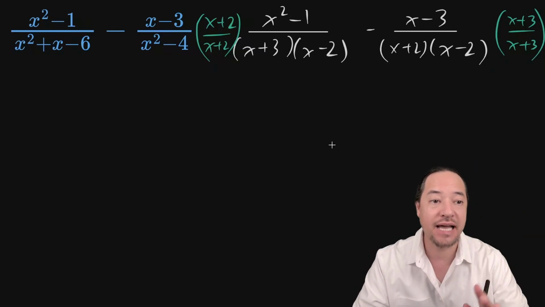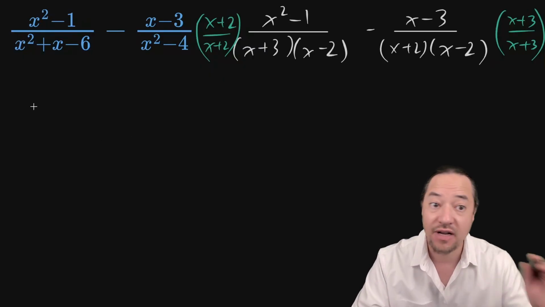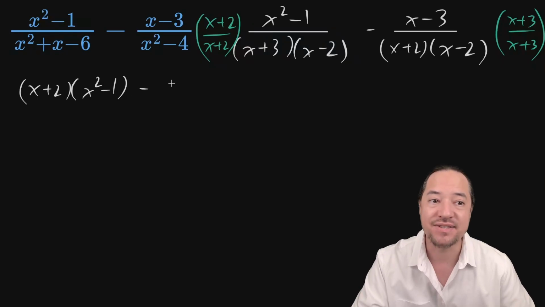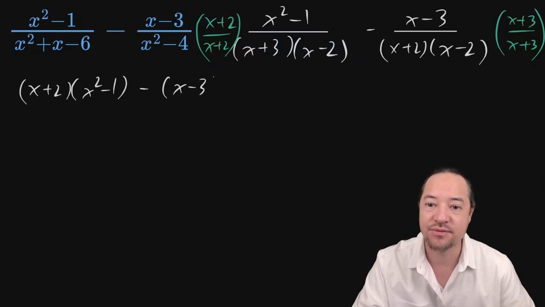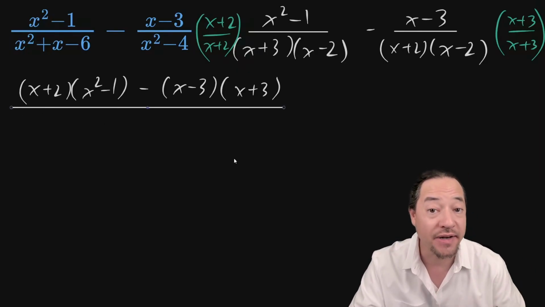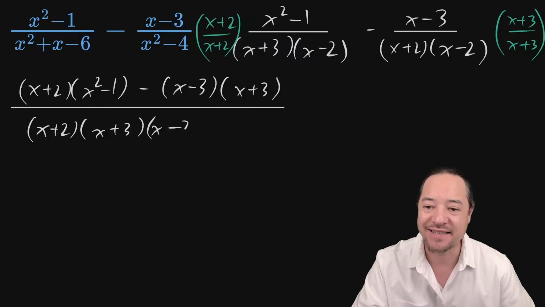And that's going to allow us to have a common denominator. So let's combine everything together. What do we have? We have (x + 2) multiplied by (x² - 1) minus (x - 3) multiplied by (x + 3). And that is our new numerator. Our denominator will be (x + 2) multiplied by (x + 3) multiplied by (x - 2).